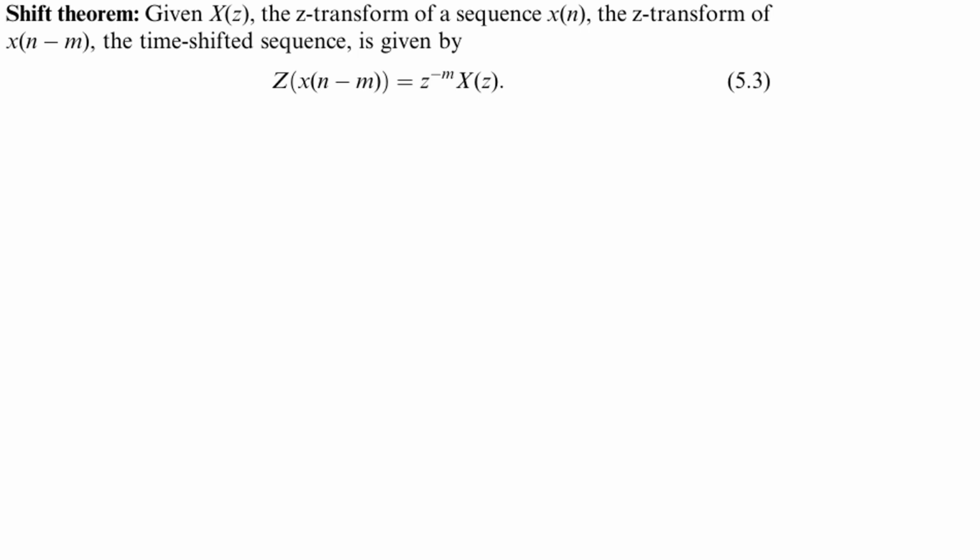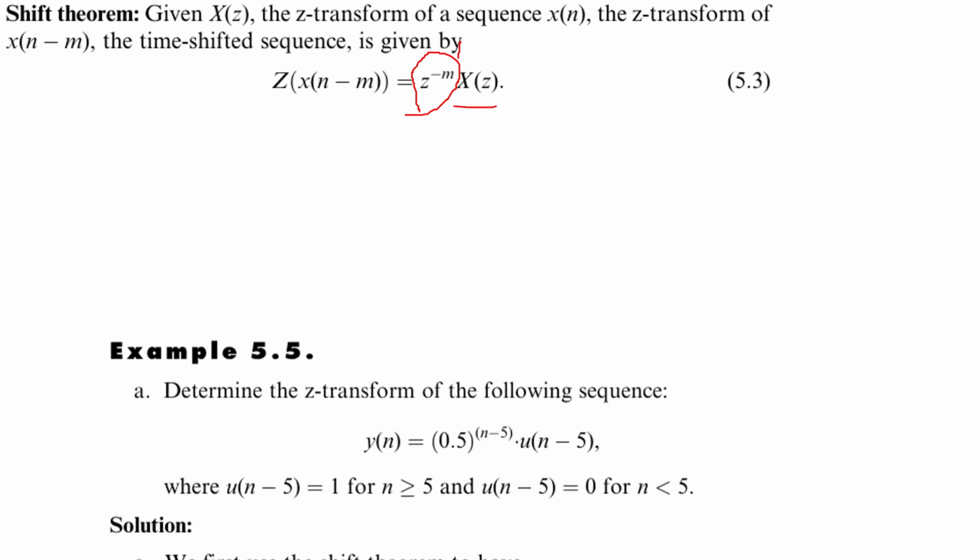Similarly, the shift theorem. Given the Z transform of a sequence, the Z transform of the time shifted sequence x(n minus m) is given by Z to the power minus m times X(z). So if you are shifting in the time domain, it will be multiplied by z to the power minus m, the amount of time that you are shifting.